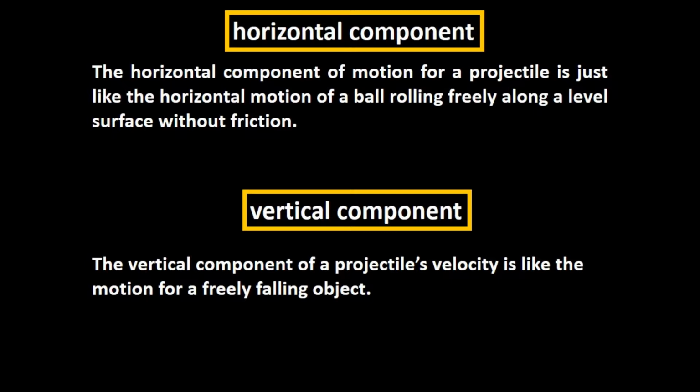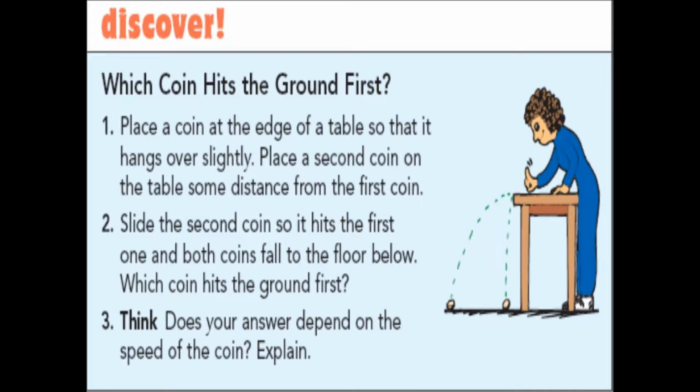The first is that the horizontal component of motion for a projectile is just like the horizontal motion of a ball rolling freely along a level surface without friction. The vertical component of a projectile's velocity is like the motion of a freely falling object. So we're going to put the two together. If something is free falling, its velocity is increasing as time progresses according to g. If a ball is thrown upwards in the air, it's going to decrease its velocity according to g.